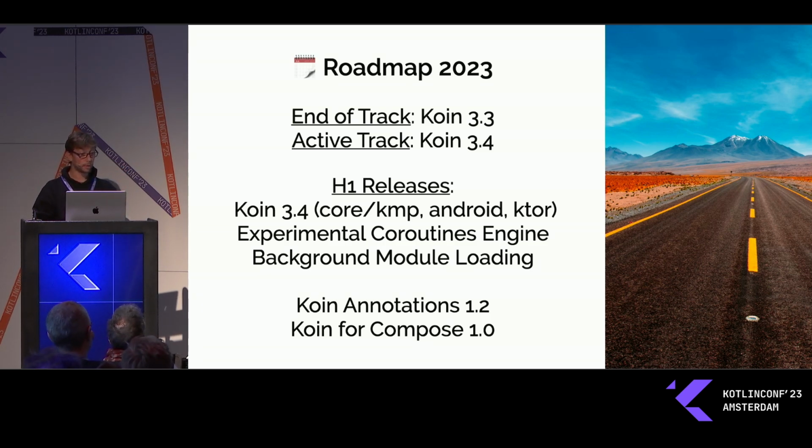Koin 3.4 comes with the new experimental coroutines engine, and we are adding new functions to help you do dependency injection with coroutines. One of the first features we want to bring, also as experimental, is that you can unblock your start process completely in your Android application. This is really interesting. You can unblock your start process with Koin by loading all your modules in the background with coroutines.